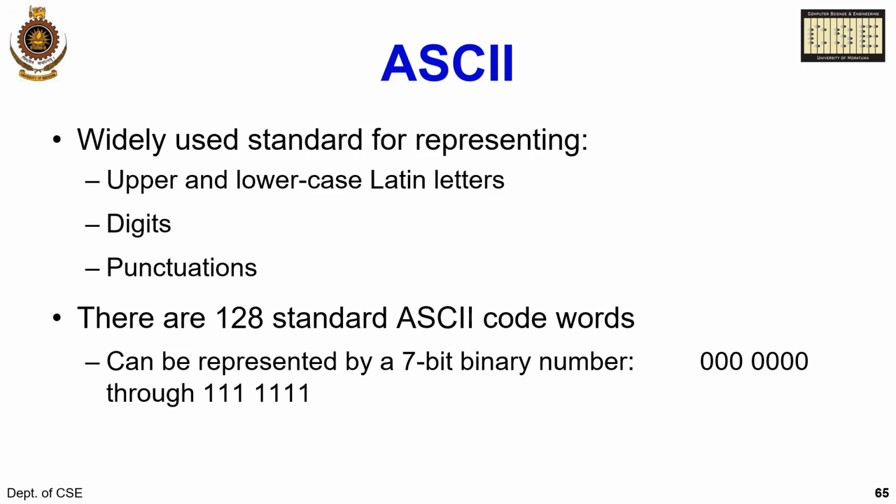Let's first look at ASCII. This is a widely spread standard that has been used for a long time, right? Mainly it covers upper and lowercase Latin letters, digits from 0 to 9, and punctuation. An ASCII code word has only 7 bits, which means there are 128 code words, right? So 2 to the power 7 is 128. Therefore, we have 128 standard ASCII code words.